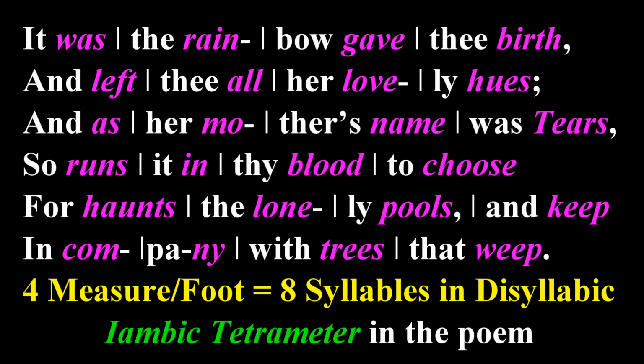And then you will see how many syllables are there in this particular line in the first stanza. It was the rainbow gave the bird. So altogether there are 8 syllables. As we all know, under iambic or disyllabic, there are 2 syllables under 1 measure or foot. So here we have altogether 4 measures or 4 feet. Because it is 4 measured, it is known as tetrameter. As we all know, if there is only one measure, then it is known as monometer. If there are 2 measures, then it is known as dimeter. If there are 3 measures, then it is known as trimeter, followed by tetrameter, pentameter, hexameter, heptameter, octameter, and so on and so forth.